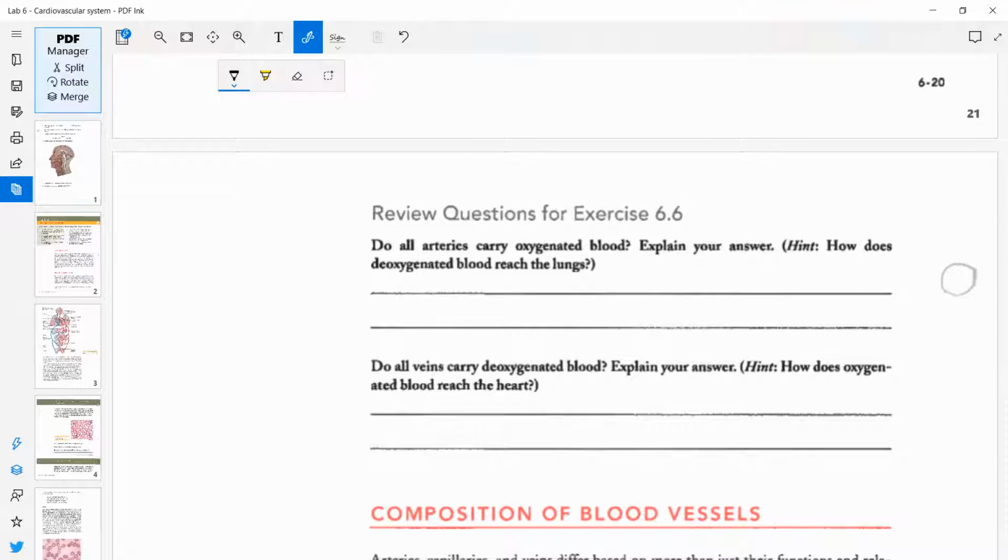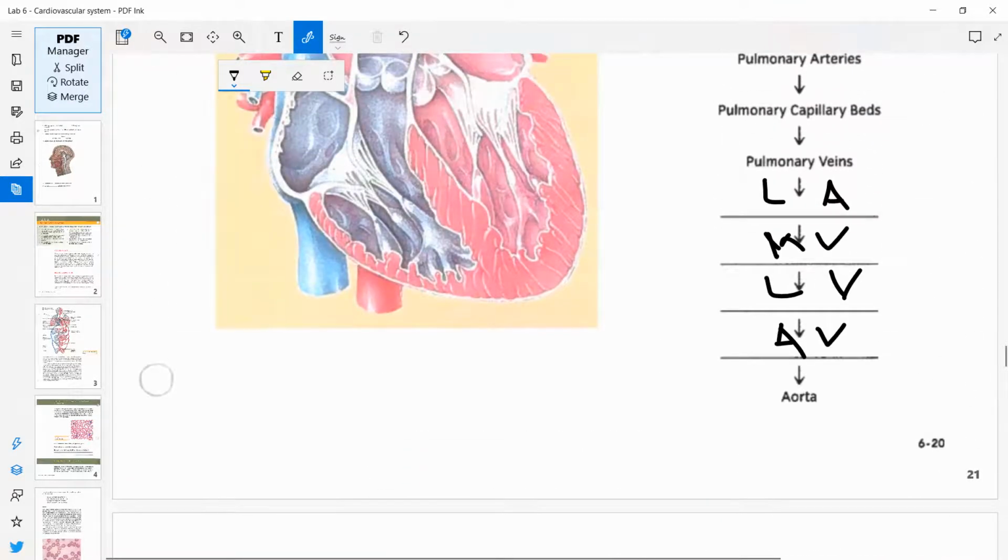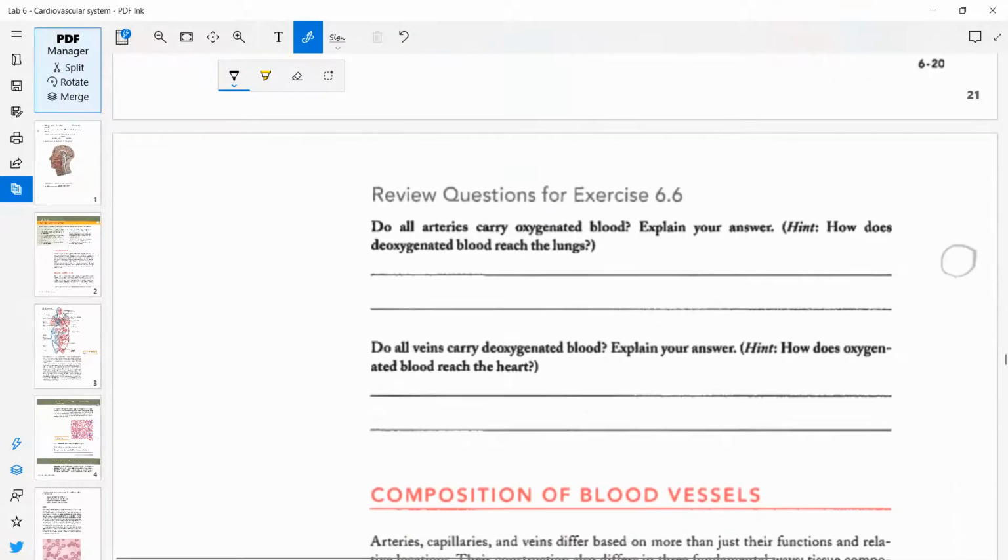So, do all arteries carry oxygenated blood? The answer is simply no. The pulmonary arteries that go away from the heart actually carry deoxygenated blood. And about veins, same story. Not all veins carry deoxygenated blood. Pulmonary veins, which come back to the heart, actually carry oxygenated blood.